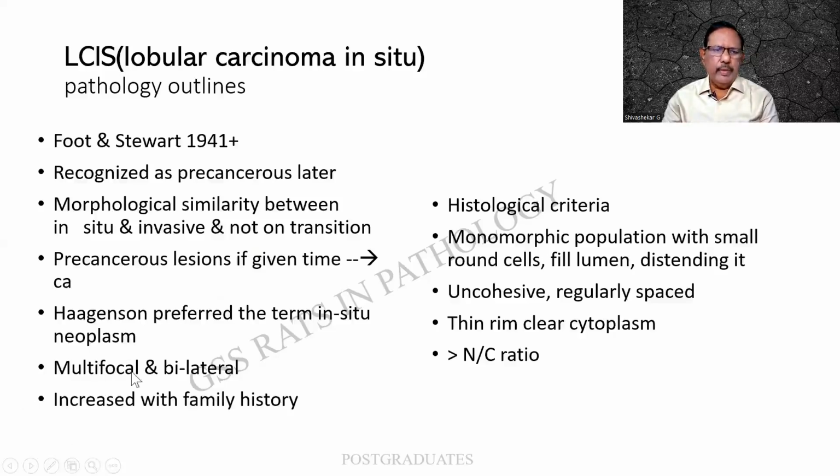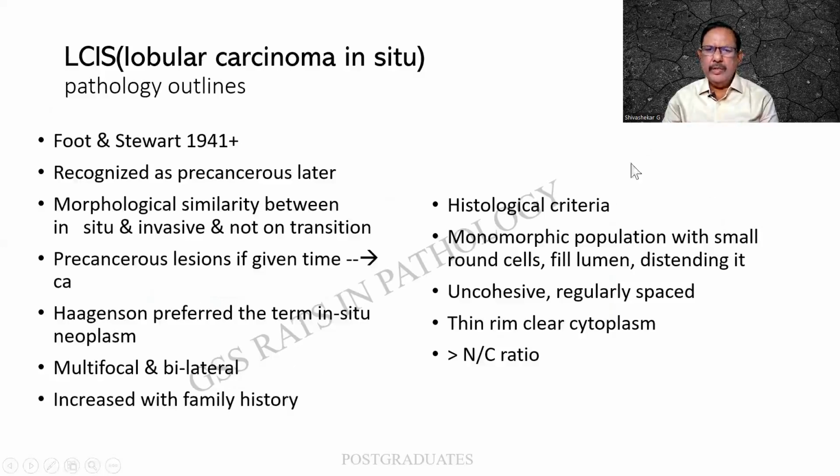It can be multifocal, and it is bilateral. That is a specialty of lobular carcinoma, whereas ductal carcinoma is usually unilateral and unifocal. Lobular carcinoma is bilateral thanks to the anatomical configuration of it. And there is an increased family history in this case.